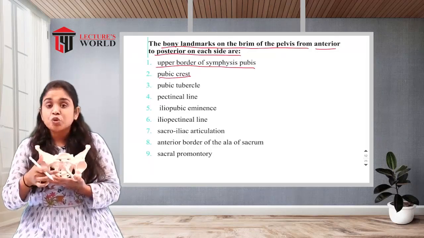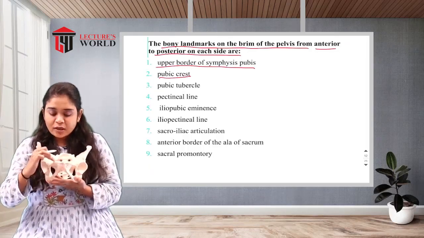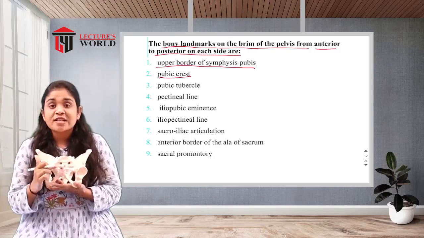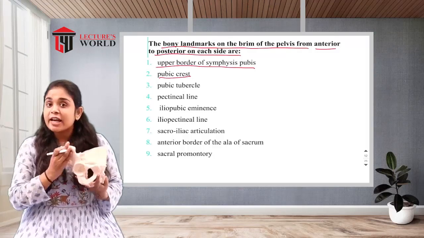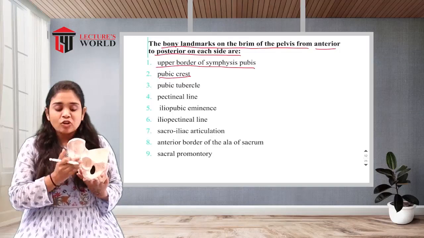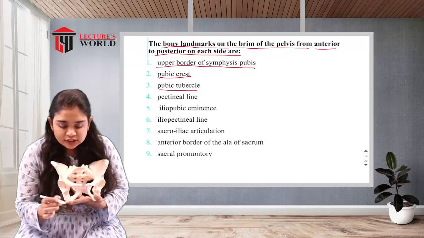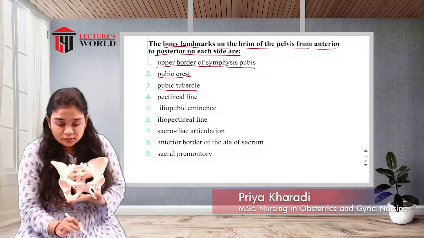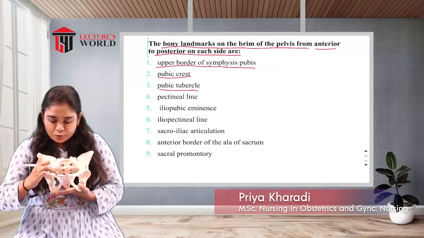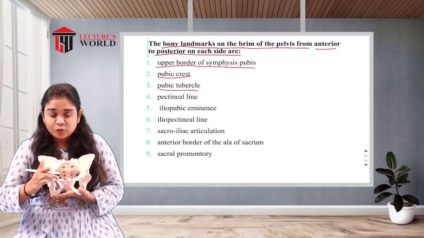So this is the pubic bone, right? Here the upper border is known as the pubic crest. Here we have seen that is the ilium and it also has the iliac crest, right? Then the third one is the pubic tubercle. So the pubic tubercle will be at this point.